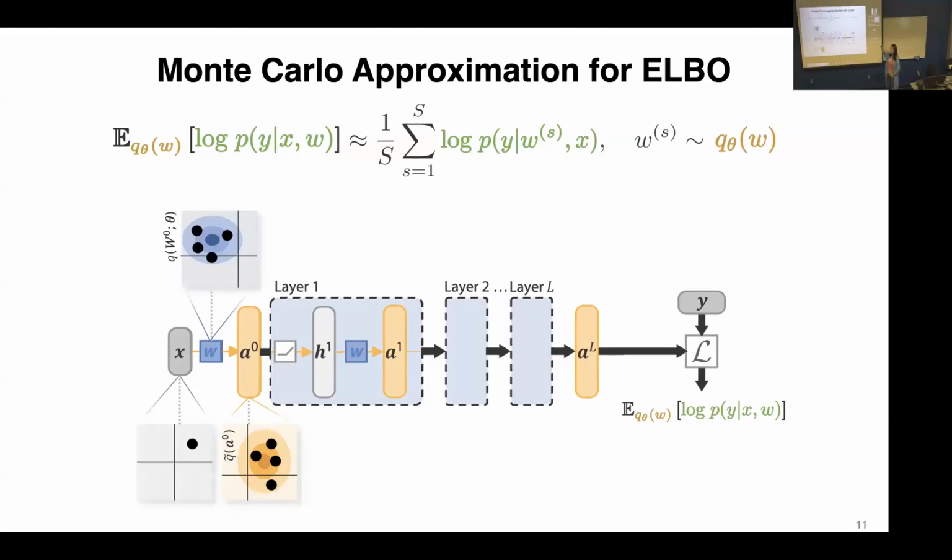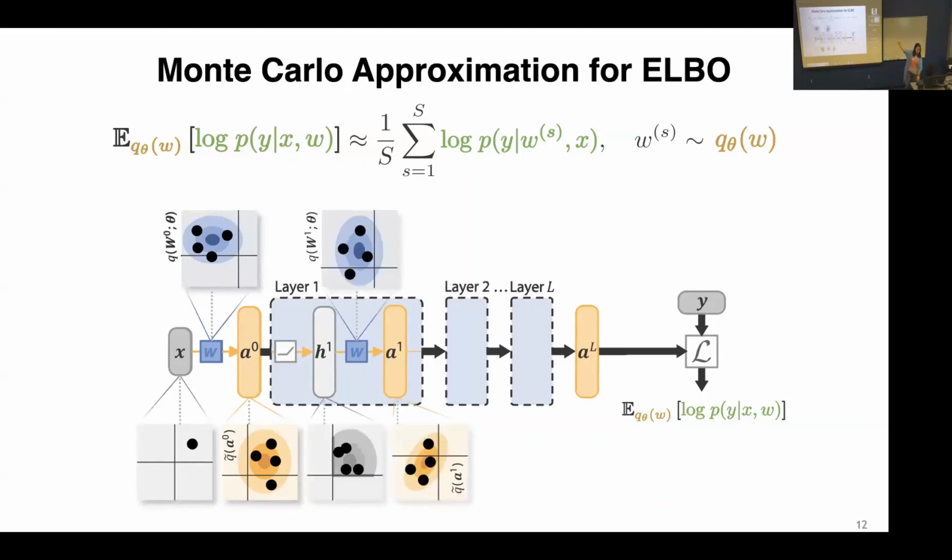And concretely, at the first layer, you have a deterministic X input. You get a bunch of samples of W, multiply them to generate the samples of A0. And then you do the same thing for layer 1, layer 2, all the way to the last layer. You will get a bunch of samples for AL. And then you use this AL sample to generate a sample for Y, which is used to calculate the expectation term. Question? Make sense?